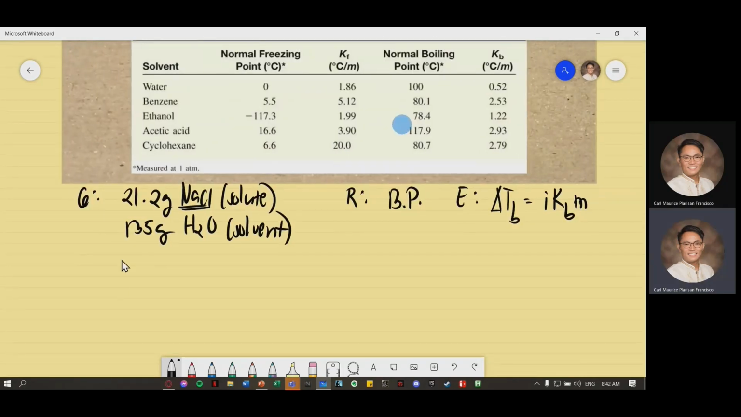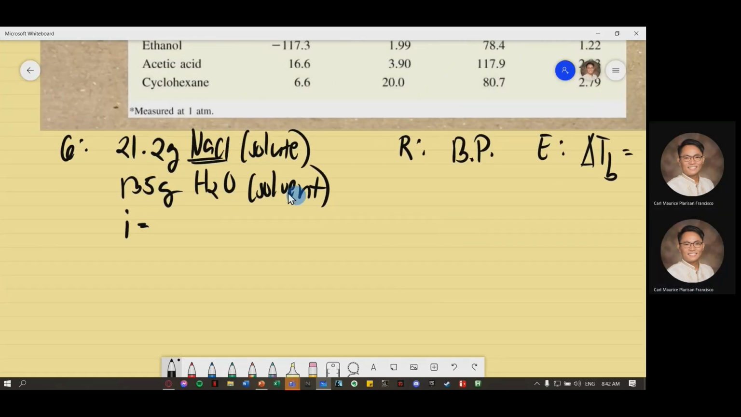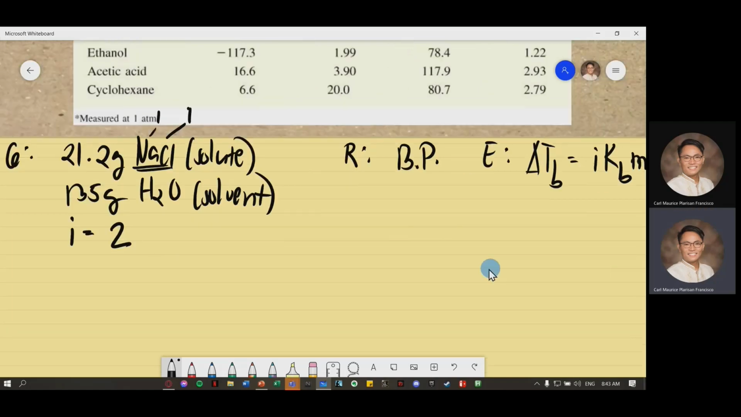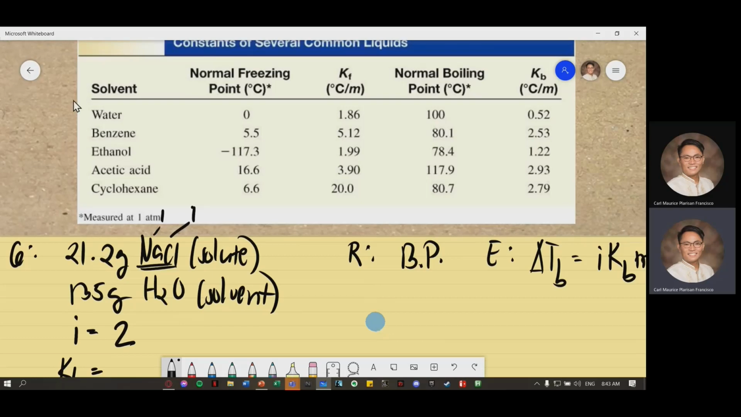So the Van't Hoff factor. Compute for the Van't Hoff factor, since we need it for the equation. So the Van't Hoff factor for NaCl is, this is 1, and then the chlorine is 1, so we have a total of 2. Van't Hoff factor is 2. Next is K_b. This is a constant. Our solvent is water. So therefore, our K_b is 0.52.